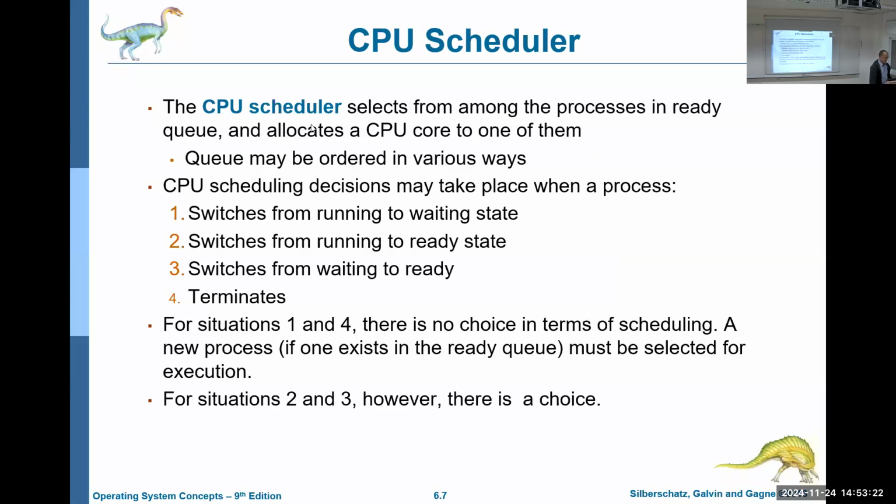So the CPU scheduler. The CPU scheduler selects from among the processes in the ready queue, like we just said, and allocates the CPU core to one of them. The queue can be ordered in various ways, and we're going to discuss in today's class those various ways.